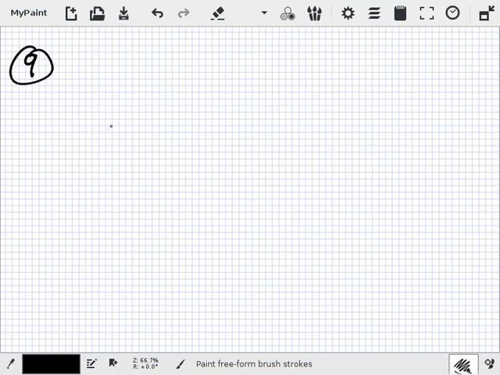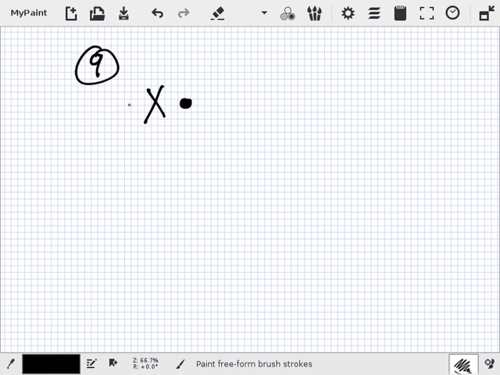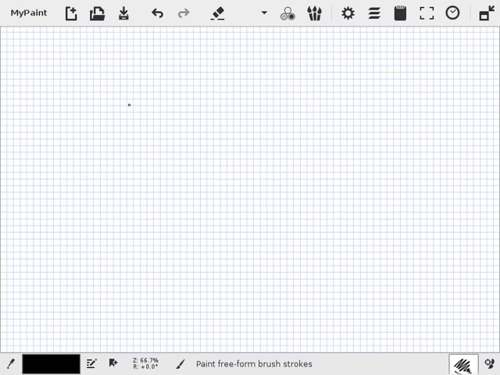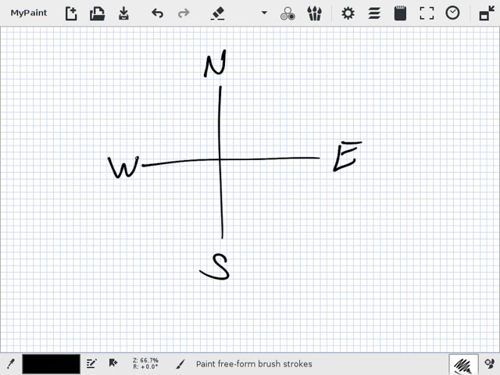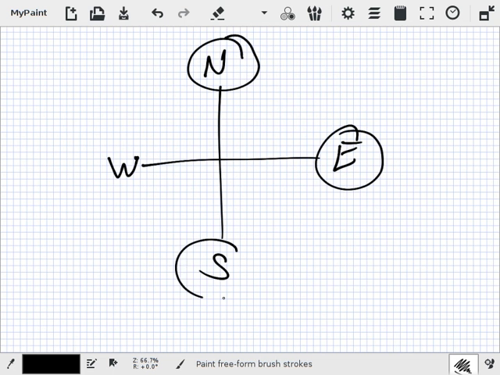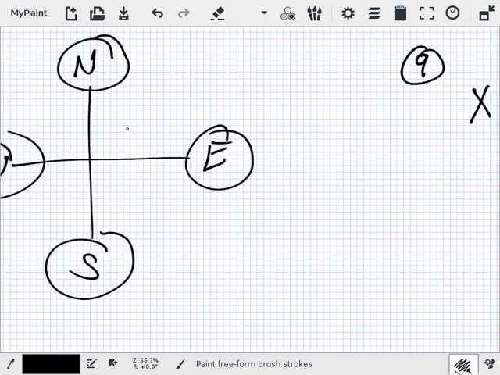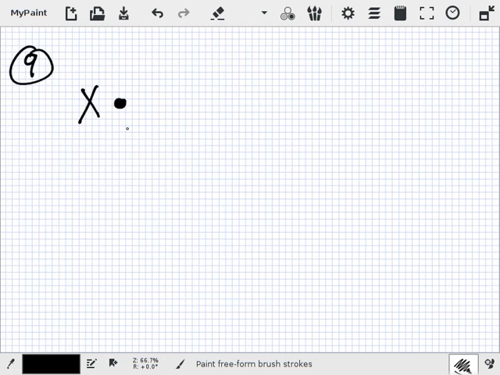A plane leaves a point X heading east. Oh, and in the last class there was a bit of confusion. So look, north, south, east and west. Okay? Santa Claus, Mecca, penguins, America. Alright? Don't forget, please. Okay, so 9.